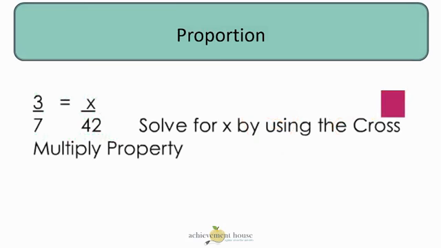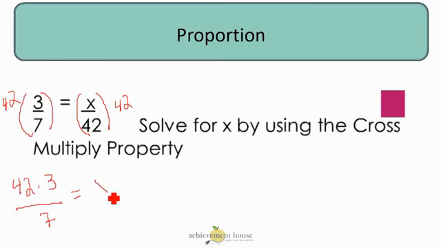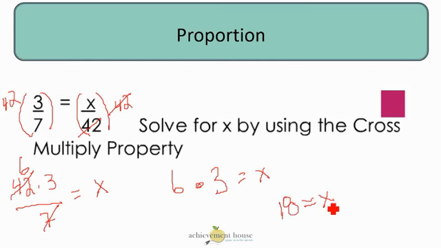Let's try this example now. Let's multiply by 2. And you get 42 times 3 over 7 equals x. These 42 divided by 42 divides to 1. And so 42 divided by 7, we can simplify that into 6 over 1. So 6 essentially times 3 equals x. 6 times 3 is 18, so 18 equals x.